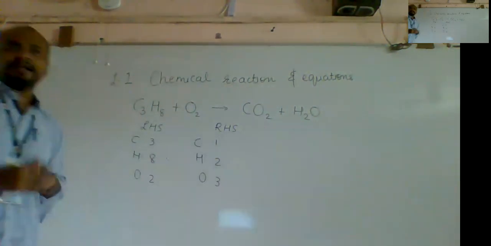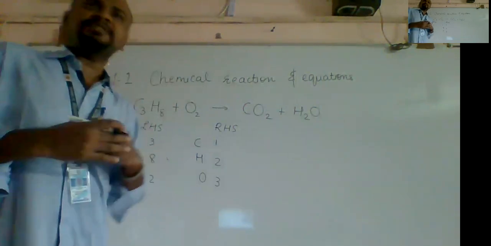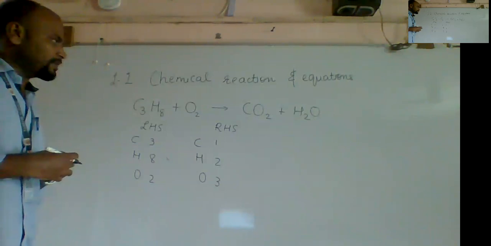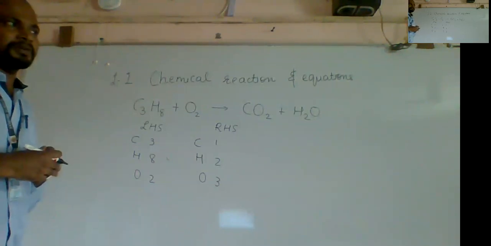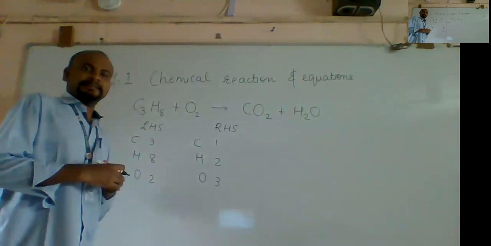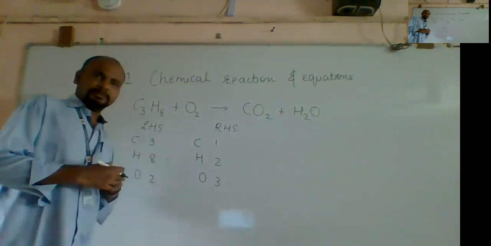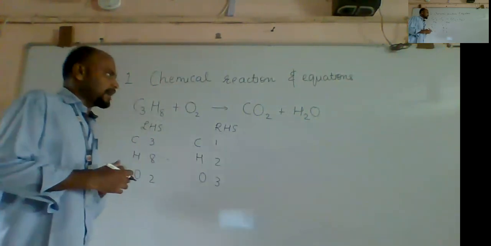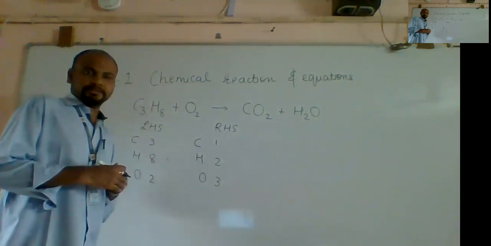Now, before starting balancing of a chemical equation, there are some steps of balancing a chemical equation. The first step is, if a chemical equation is given, we first of all need to balance the metals. Second, the non-metals, especially carbon, chlorine, etc. After that, hydrogen, and last but not the least, oxygen.